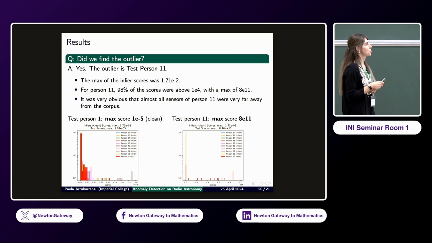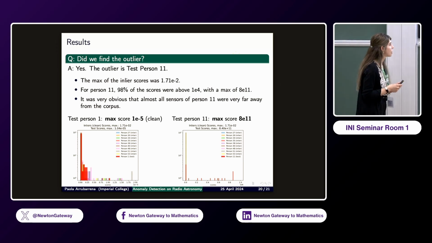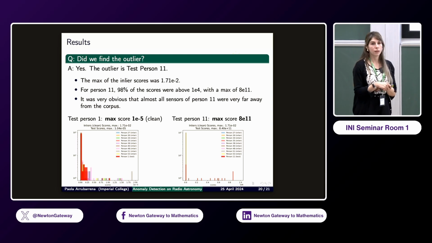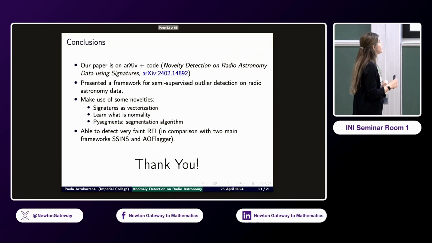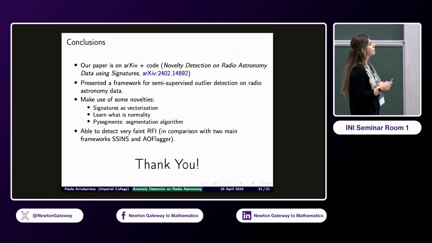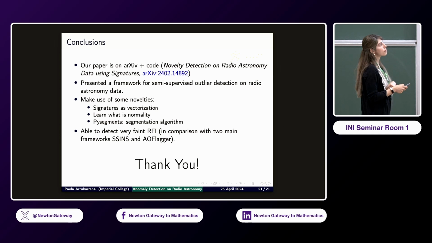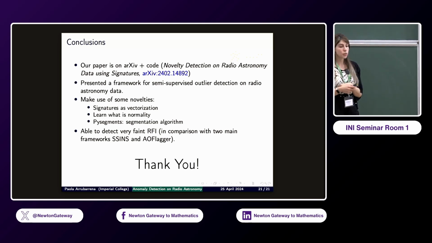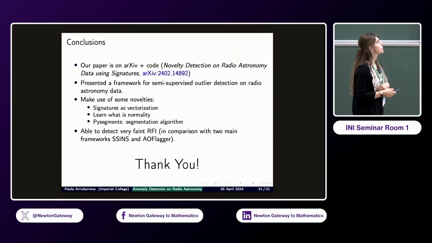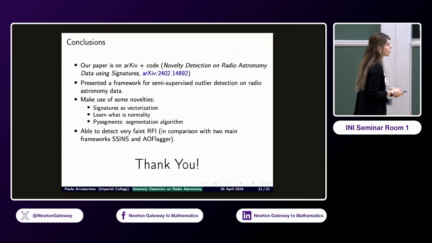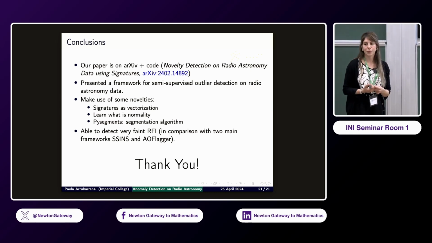So this was just a short project that we had, and it was nice to see that it worked. So this brings me already to my conclusion. Our astronomy paper is already on the arXiv with the same name as the talk, Novelty Detection in Radio Astronomy Data Using Signatures. We have our code there, so please check it out. I presented how we use novelties with signatures as vectorization. We learn what normality is, and we use pi segments to segment and find these RFI. So thanks a lot for your attention.